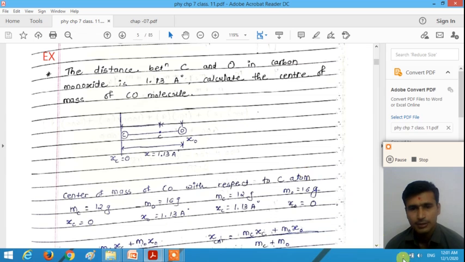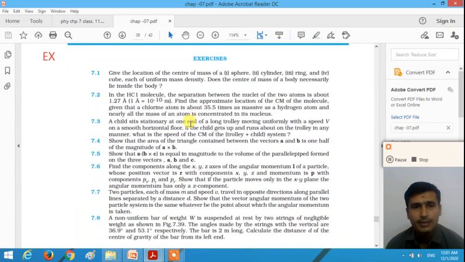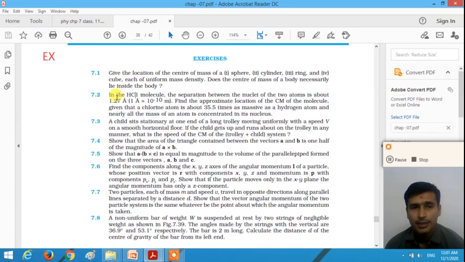A similar example is given in your textbook exercise that you have to solve by yourself. In the textbook, example number 7.2 is given to you, right? You have to calculate it by yourself. Similarly, in the HCl molecule, the separation between the nuclei of the two atoms is about 1.27 angstrom, right? So the distance between the hydrogen atom and the chlorine atom is 1.27 angstrom. Find the approximate location of the center of mass of the molecule.